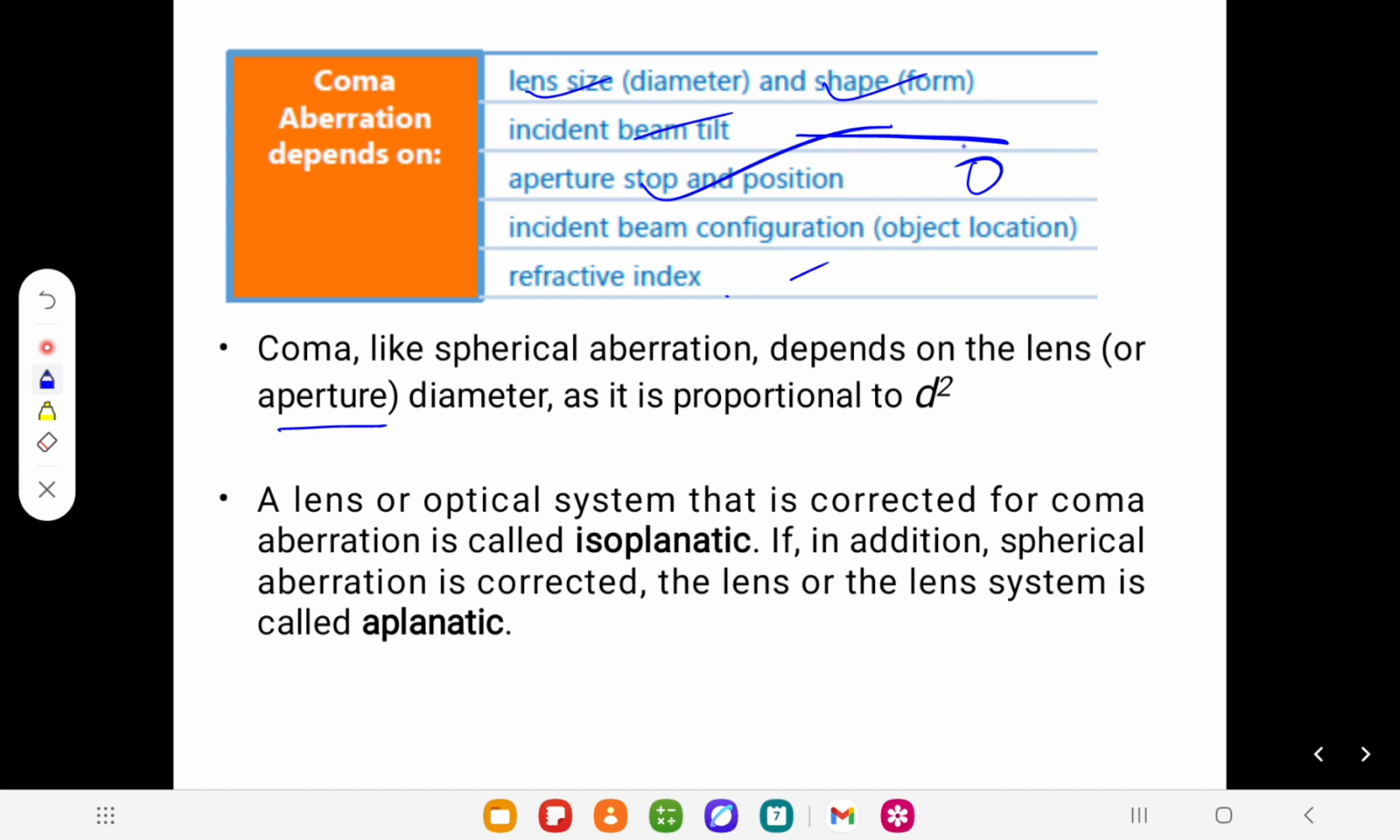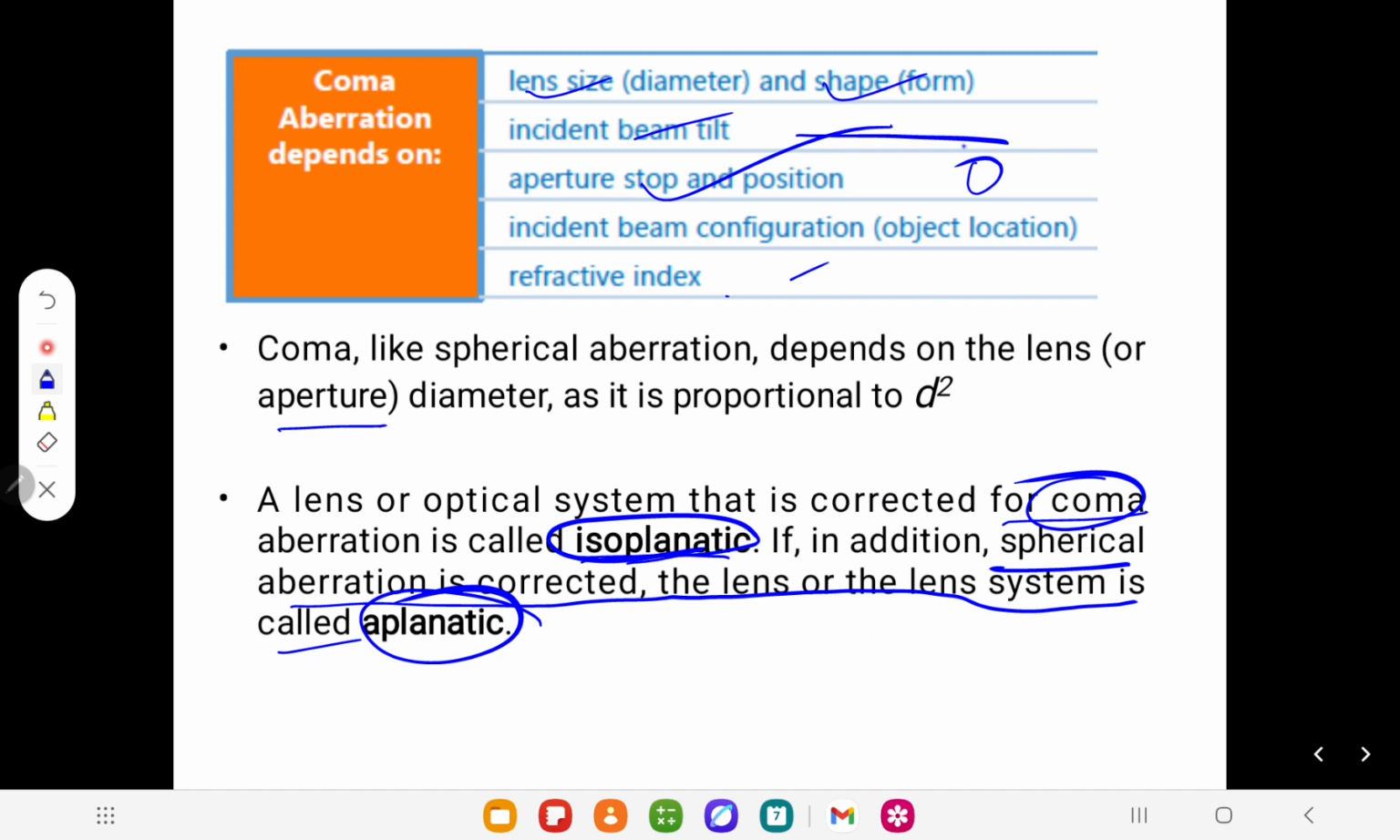A lens or optical system that is corrected for coma aberration is called isoplanatic. Sometimes you hear this term, isoplanatic. Just remember, if a lens or optical system is corrected for coma, then we call it isoplanatic. And if spherical aberration is also corrected, the lens or optical system is called aplanatic. So if we correct coma, it's called isoplanatic, and if we correct coma and spherical aberration, this type of lens is called aplanatic. Sometimes you hear this term, so it's better to remember.